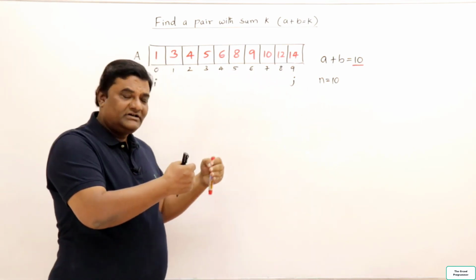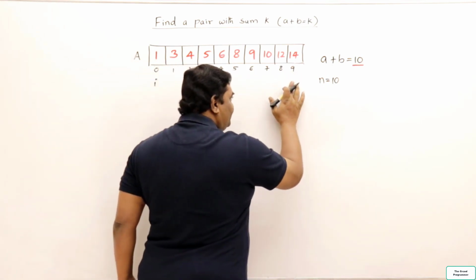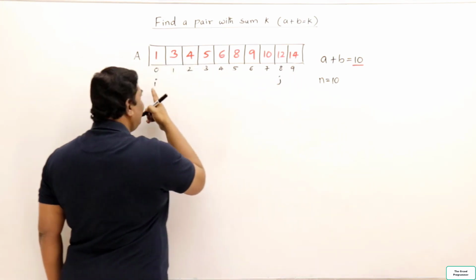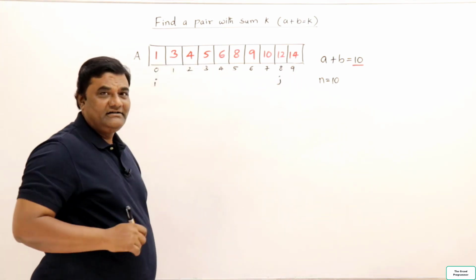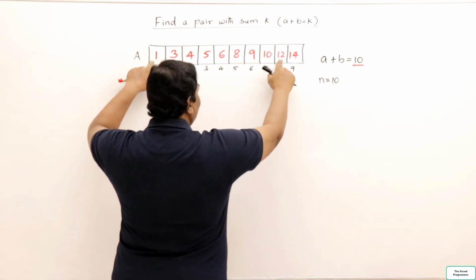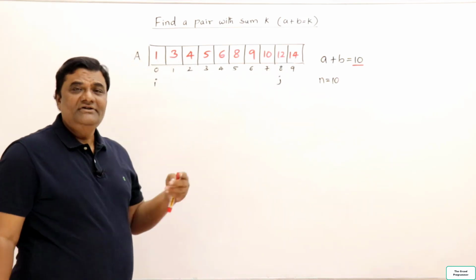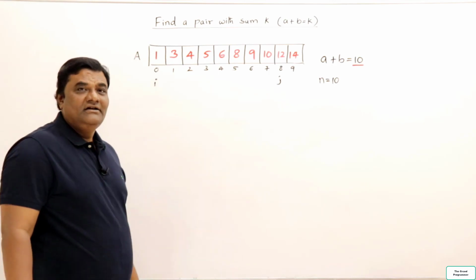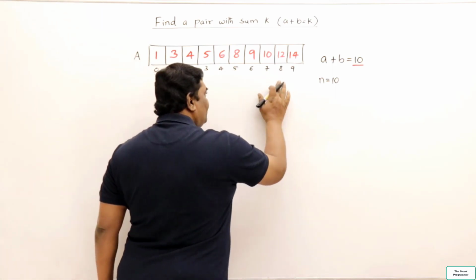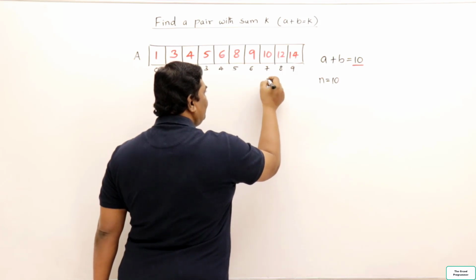So let us check a smaller number. I will decrement j. I will not increase i. Let i be there only, right? Now again check. 1 plus 12, 13. This is still greater. Because of that bigger number, we are getting the result greater than 10. So let us decrement j only.